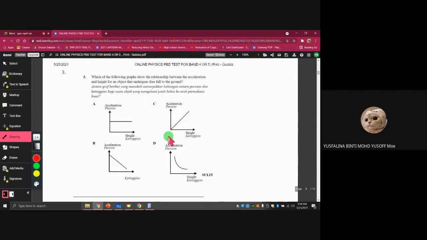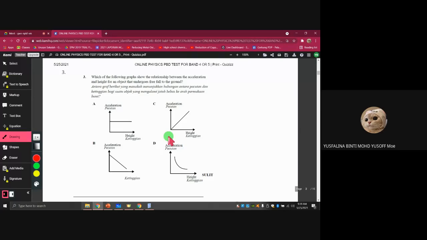Okay, for the last question before I stop: which of the following graphs shows the relationship between the acceleration and the height for an object that undergoes free fall? What does it mean by free fall? Anyone still remember? We already learned it in chapter 2, free fall. Yes, pulled by gravity only. So free fall means the object falls under the gravitational force only.